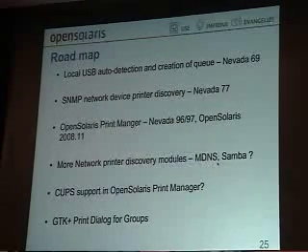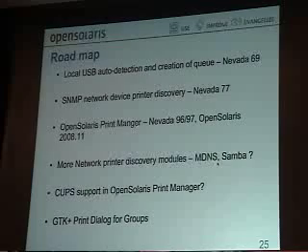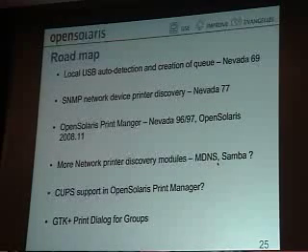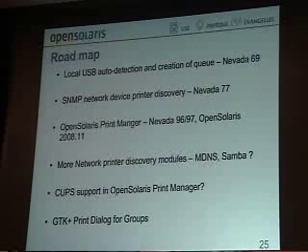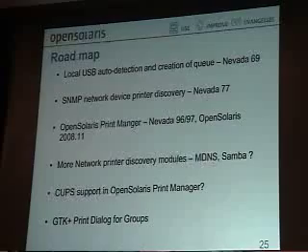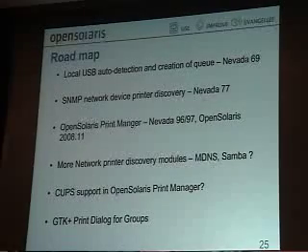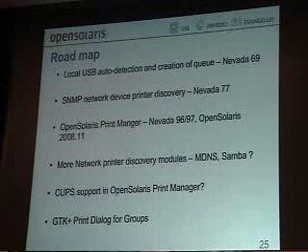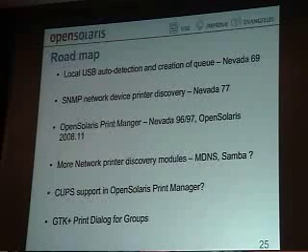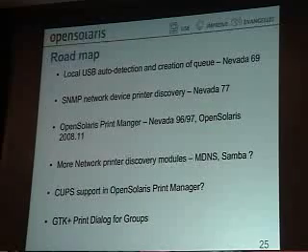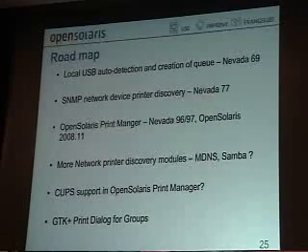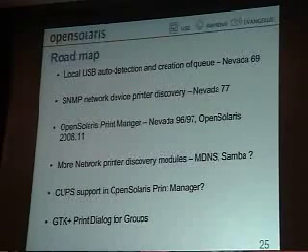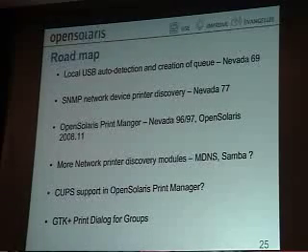And the roadmap for the Presto project. Local USB auto detection and creation of queues is already done. In Nevada 69, you could see that we automatically detected USB printers. SNMP network device printing is also already done. The plan is that for OpenSolaris 2008.11, this print manager OSPM will be integrated. Maybe more network printer discovery modules will be added, like Samba printing or mDNS printing, so we could easily print to network-connected system printers.